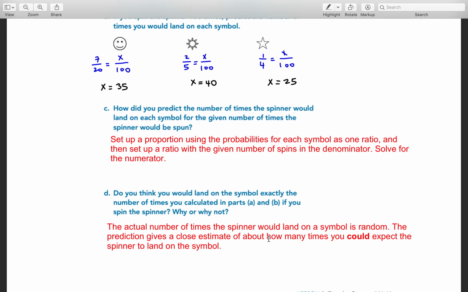That does not mean that when you actually spin the spinner 40 times or 100 times, you will land on the smiley face exactly 35 times, or on the sun exactly 40 times. It's just a prediction of what could happen. We could expect these numbers to come up, but not exactly.